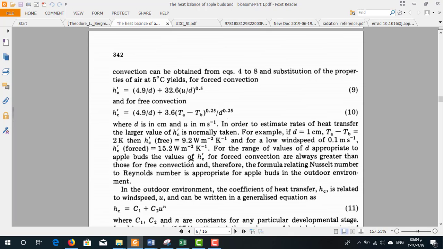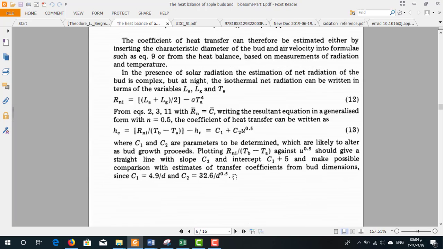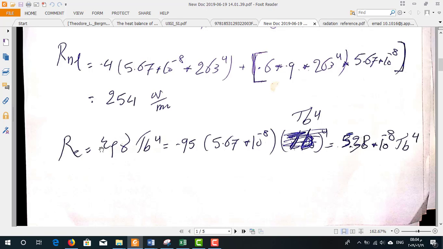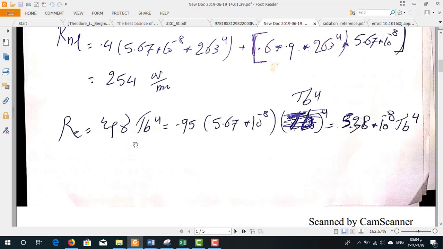It is a mean value, and we can find it in this paper. Sigma is a constant equal to 5.67 times 10 power negative 8. And TB is the temperature of the bud to the power 4. This leads to the final number, 5.38 times 10 power minus 8 TB power 4.